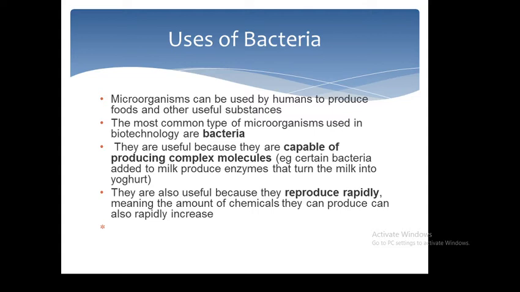What are the uses of bacteria? Microorganisms can be used by humans to produce food and other useful substances. The most common type of microorganism is bacteria, and they are useful because they are capable of producing complex molecules. For example, bacteria added to milk produce enzymes that turn milk into yogurt. So it's very easy to make yogurt in the presence of certain useful bacteria, which change milk into yogurt.